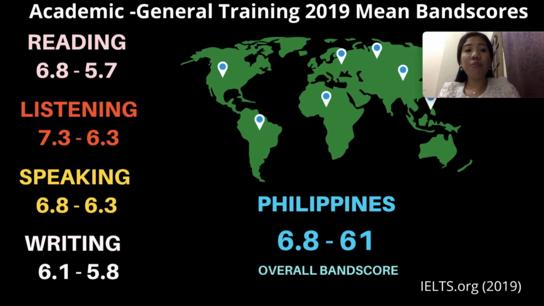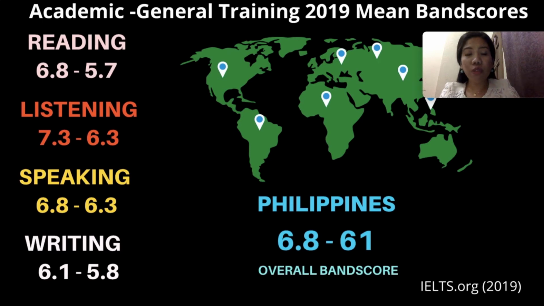Listening is at 7.3 for academic, 6.3 for general training. Speaking, 6.8 for academic, 6.3 for general training. Writing, 6.1 for academic, 5.8 for the general training. This is the 2019 mean band scores.